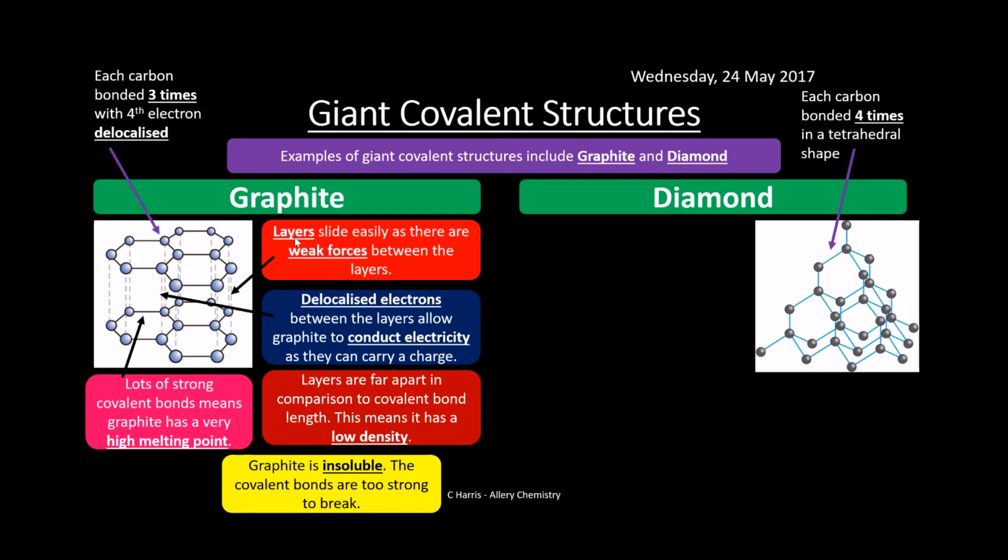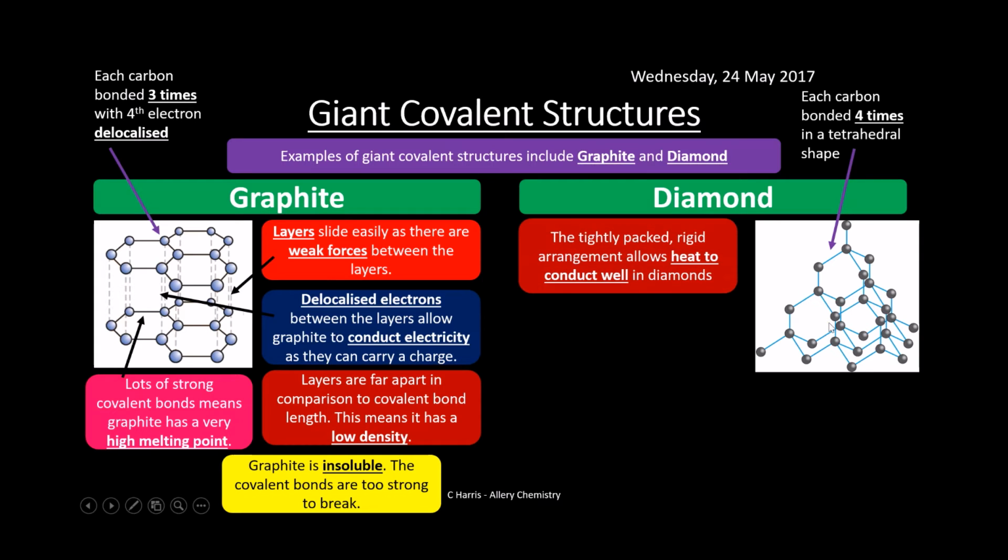Diamond is slightly different. It's still made from carbon, but each carbon is bonded 4 times in a tetrahedral shape, as you can see here. If you look at each carbon atom, it's bonded 4 times. You've got 1, 2, 3, and 1 going behind, which is 4. This one is probably a bit easier to see: 1, 2, 3, 4. So each one's bonded 4 times.